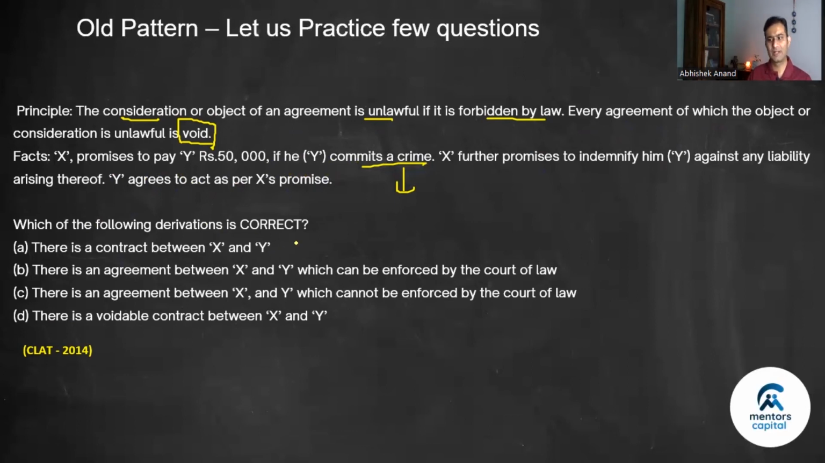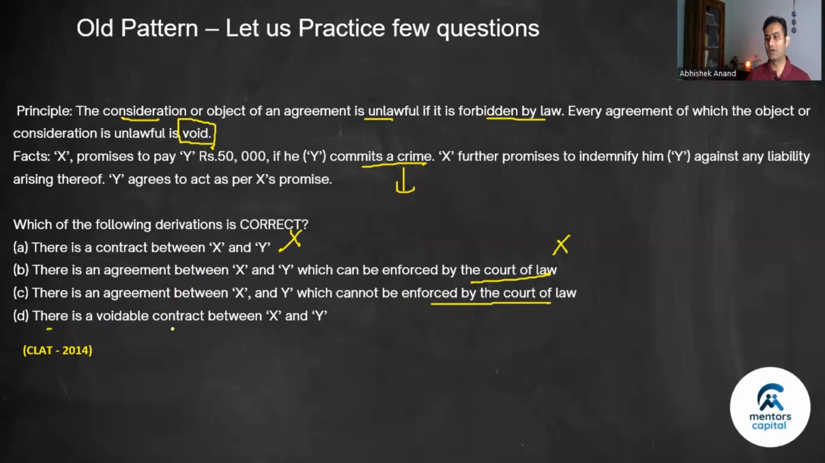There's a contract between X and Y? No. There's an agreement between X and Y which can be enforced by the court of law. It is void, so void cannot be enforced. There is an agreement between X and Y, okay, because they've agreed to do something, which cannot be enforced by a court of law. This is fine. Every contract is an agreement, but every agreement is not a contract, right? So they agree to do something, but that is not enforceable in a court of law. This is the correct answer.